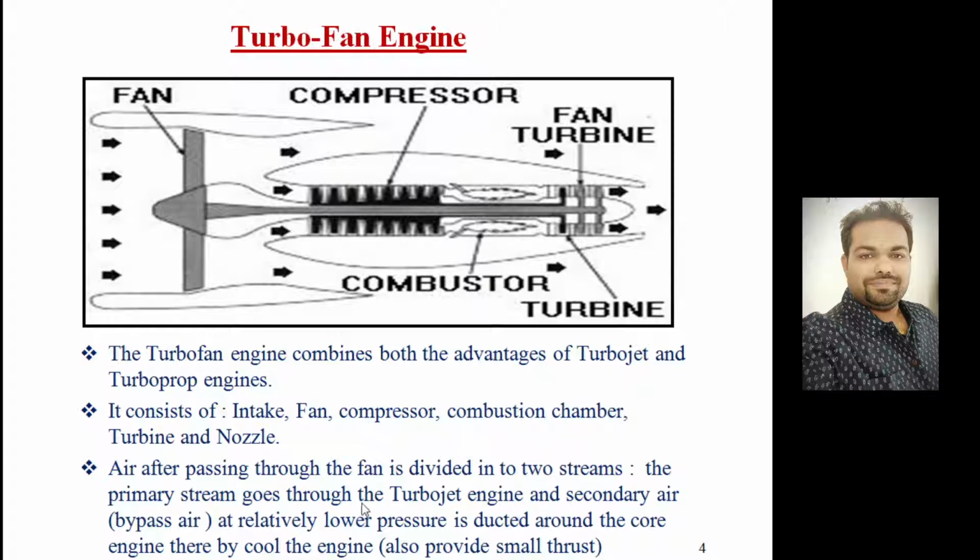The primary stream goes through the turbojet. This is the primary stream. This is the secondary stream. The primary stream goes to the core engine, that is called the turbojet, and the secondary air, that is called bypass air, at a relatively lower pressure compared to this, is ducted around the core, thereby cooling the engine and also providing a small amount of thrust.